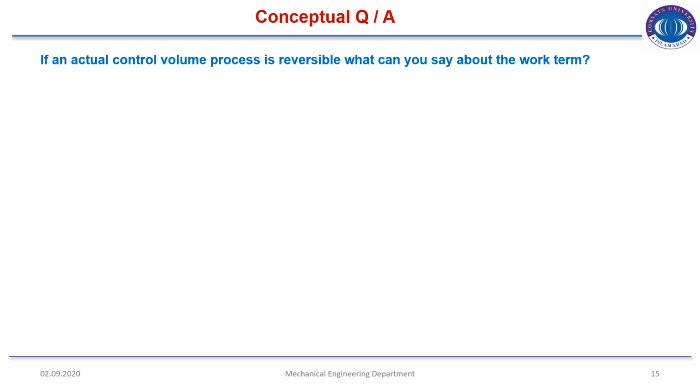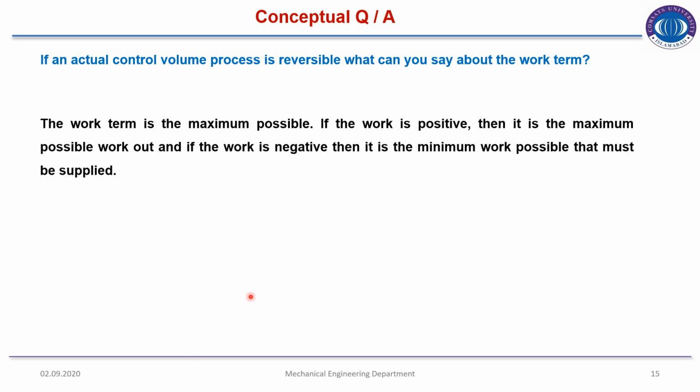Conceptual question: in an actual control volume, if the process is reversible, what can you say about the work done? You are asked about the reversible work. As you know, the reversible work is the maximum amount of work that can be produced with the process.